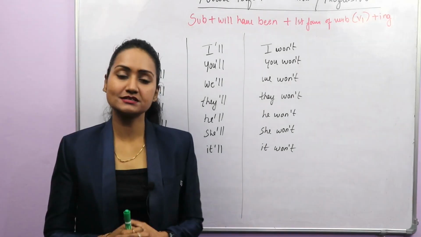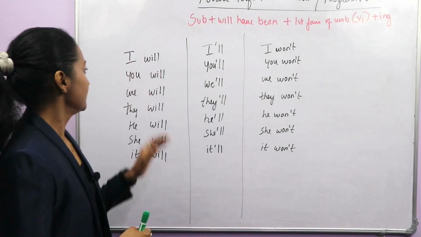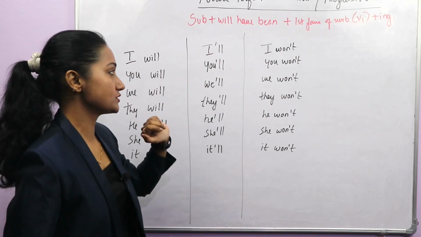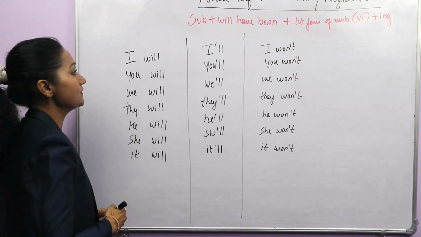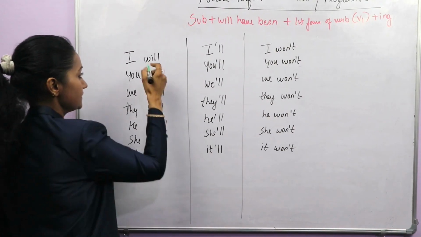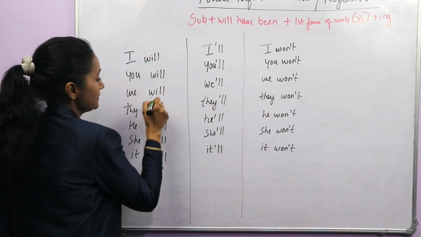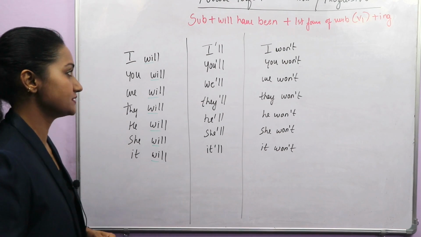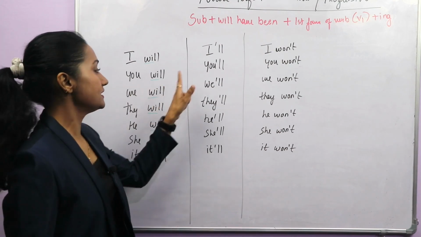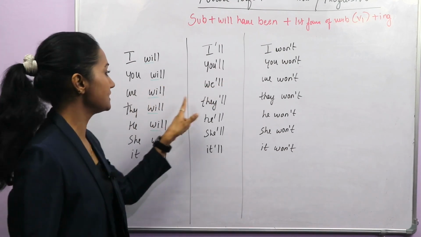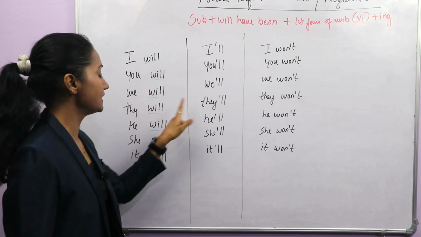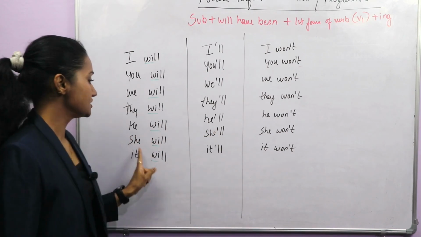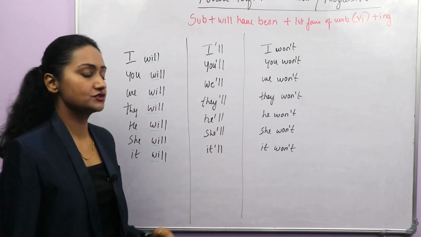Okay. Let's look at some contractions. I will is I'll. This is called apostrophe, and we will remove "wi" over here. Everywhere we will remove "wi". And double L will be there, so I apostrophe double L. You will is you'll. We will, we'll. They will, they'll. He'll, she'll, and it'll.